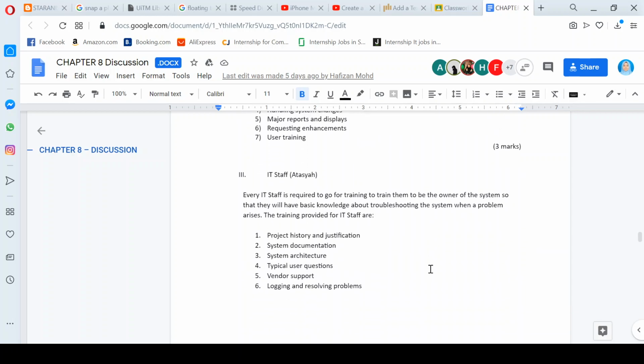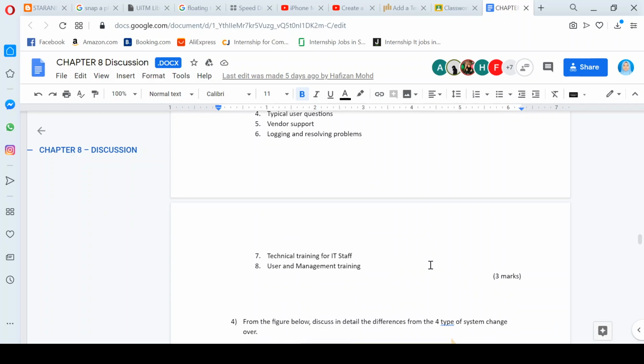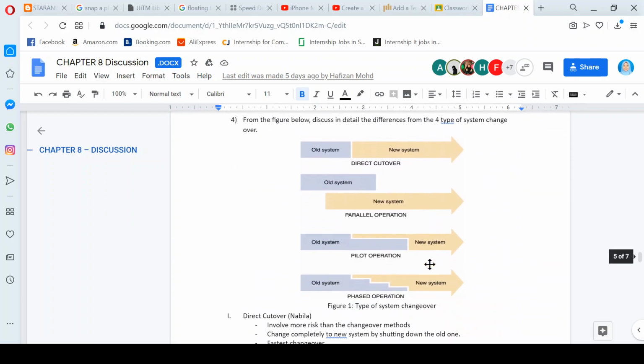Okay. Alright, question number 4 from the figure below. Discuss in detail the differences for the 4 types of system changeover. Okay, let me explain what is meant by system changeover. So system changeover is basically a procedure or a process when we want to change from the old system, we want to stop and then we want to start to use the new system. So this is also known as the transition process. So di mana daripada sistem yang lama kita akan stop dan kita akan start dengan menggunakan sistem yang baru.